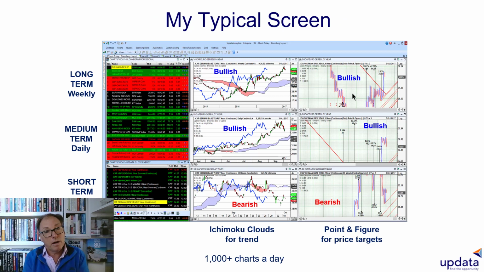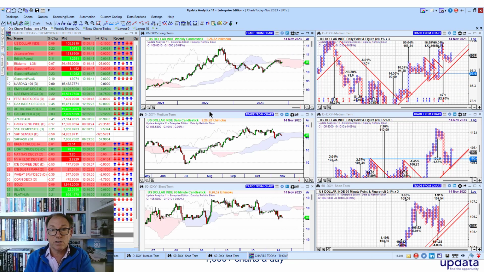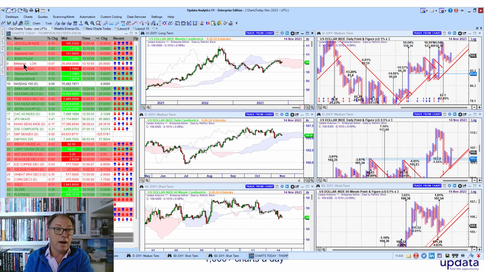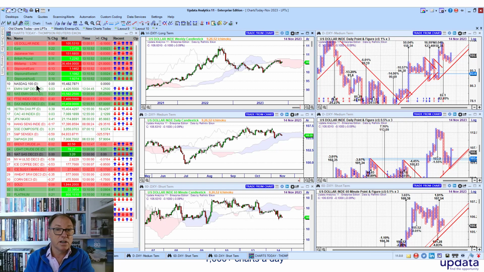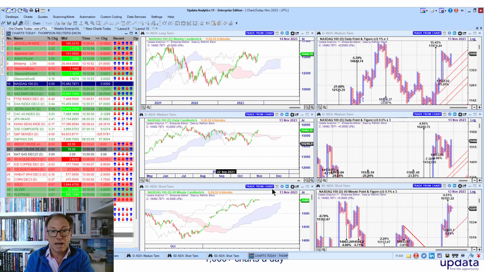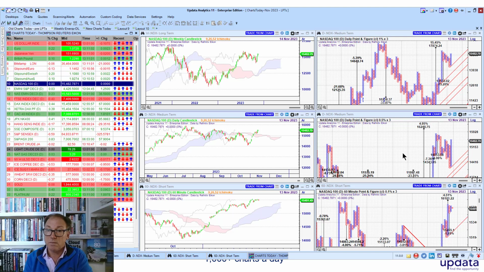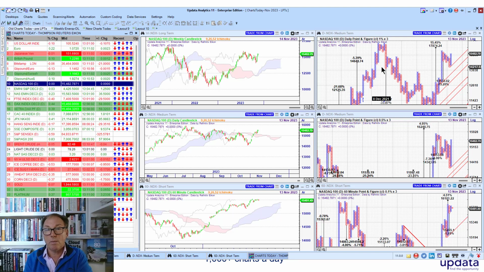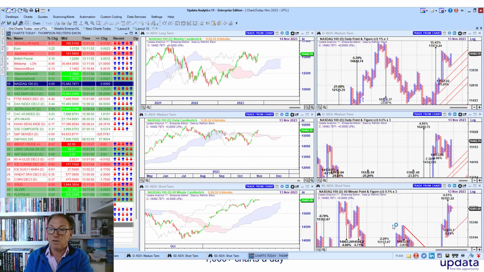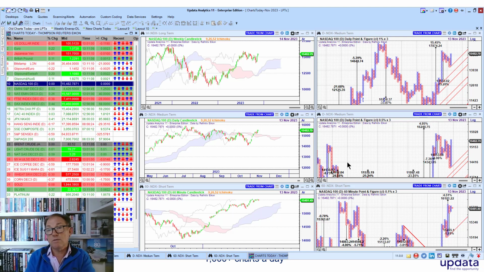Now, when I was doing Charts Today, this was my typical screen, and I would run through this screen. In fact, I've still got my old Charts Today screen here, and these were all the tracker charts. So I could literally just click on any instrument, and this was my weekly, my daily, and my 60-minute chart, my long-term, medium-term, and short-term view of the market. So 1% log scale, 0.5% log scale, and these were the targets. So that was really what I used.